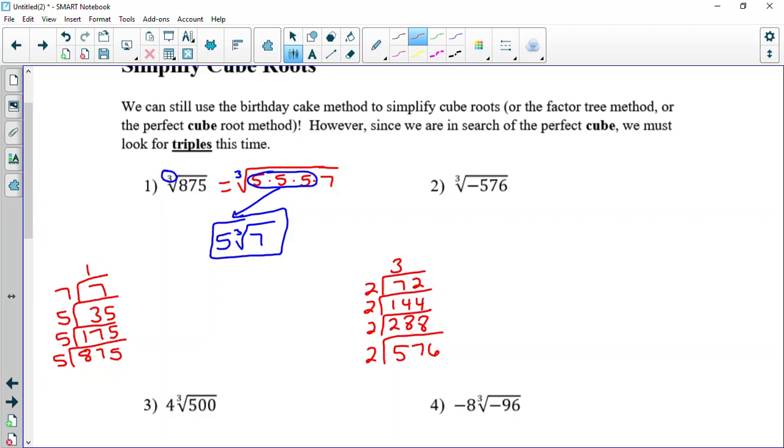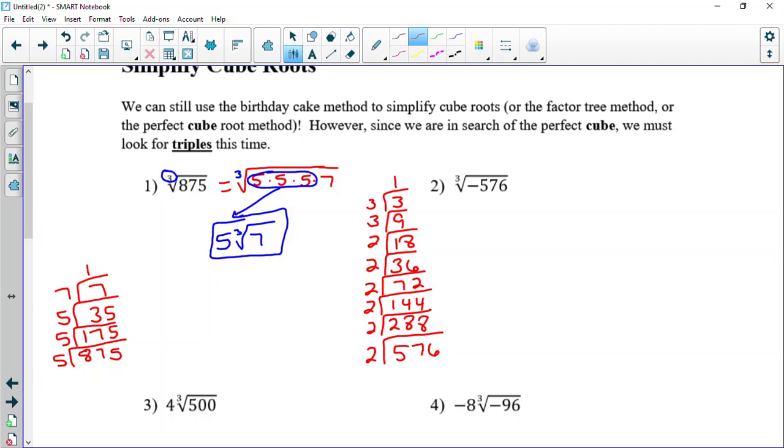Lots of 2s here. Still even, and that gives me 18. This is a really big birthday cake, so sometimes we have to keep going. Alright, we finally got a number not divisible by 2, so I can divide that by 3.